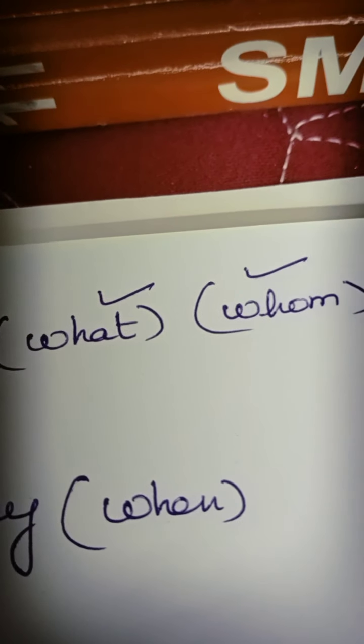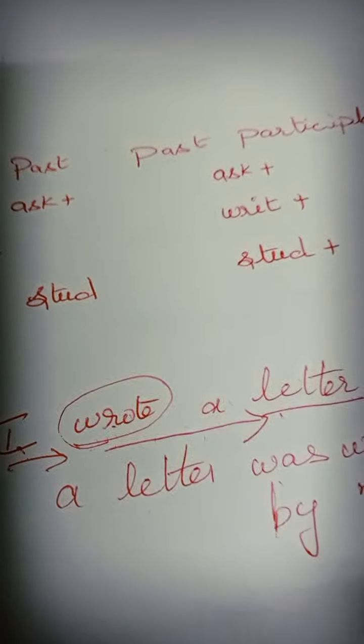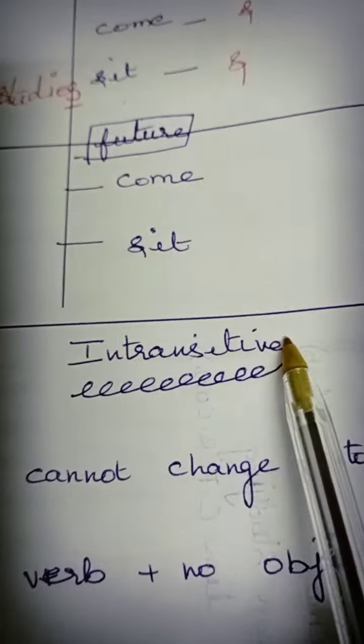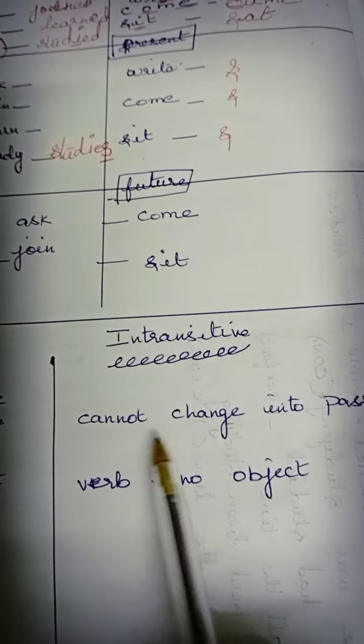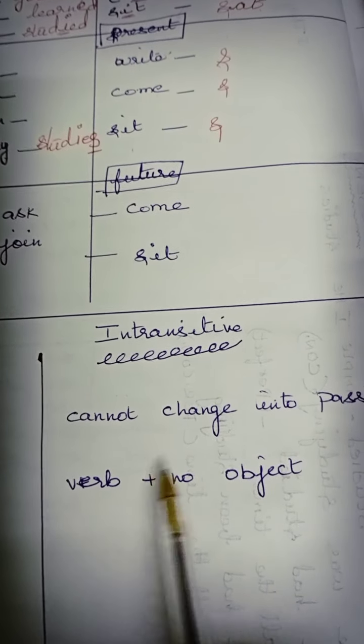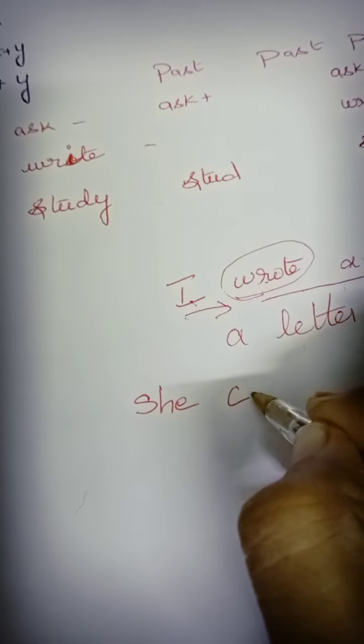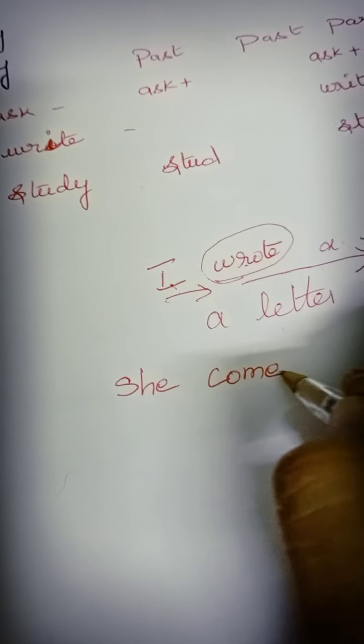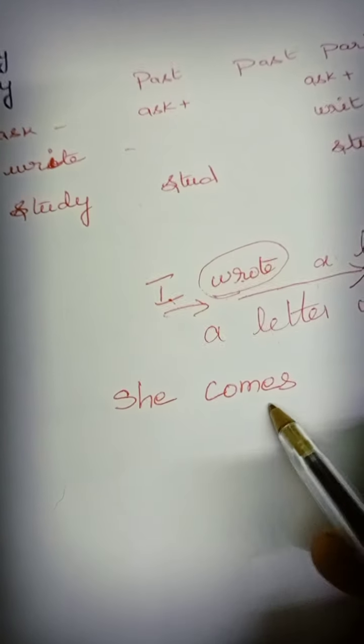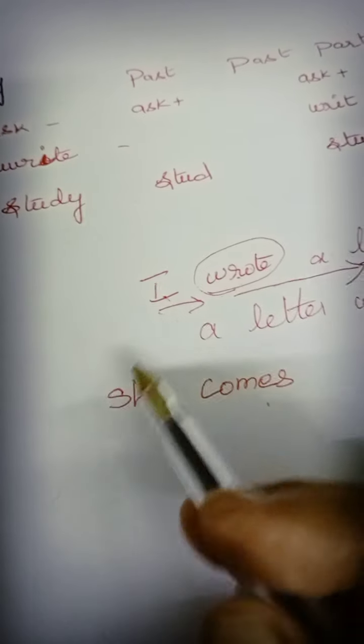Okay. See, here I have shown you. I will tell you how what and whom alone will come for transitive. Now I said I wrote a letter. A letter was written by me. So when you can change from active to passive, it becomes a transitive verb. And then what is intransitive? Nothing. Here you can change and here you cannot change, that's all. You cannot change into passive. That is verb plus no object. For example, she comes. I should not write come, because that I will tell you. This is called concord.